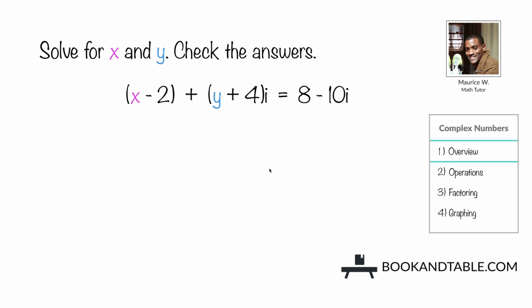So for example, let's say you were asked to solve for x and y and then check the answers, and you were given the equation x minus 2 plus y plus 4i is equal to 8 minus 10i. So on the left side of our equation, we have an expression that represents our real number. This will be equal to our expression for the real number on the right side. Same thing with the imaginary numbers. The expression on the left side that represents our imaginary number equals the term on the right side that represents our imaginary number.